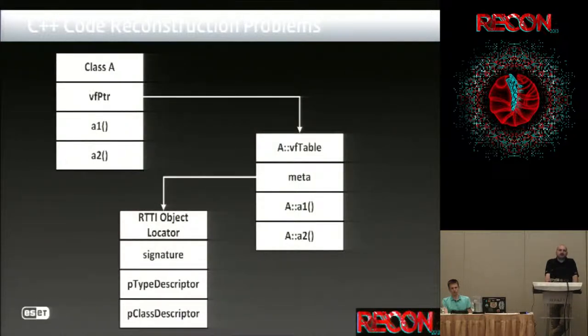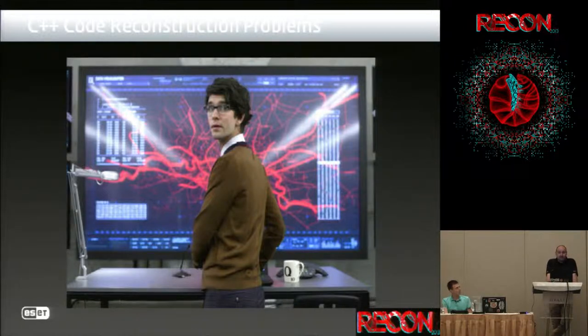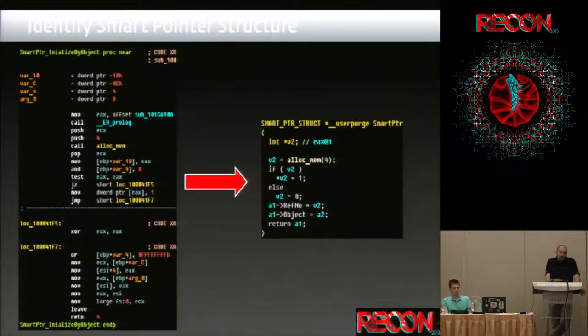About RTTI reconstruction, many words were already presented at last year's REcon by Igor Skochinsky from Hex-Rays, and we will not repeat this. C++ code reconstruction is not easy, and each time it's really hard to work manually. If you look at Stuxnet or Flame, it's really big and huge code, and you need to reconstruct so many objects and other things manually. For example, this is a smart pointer structure from Flame, and the assembly code is presented here, and after some manual work with structures, it looks really beautiful and short.